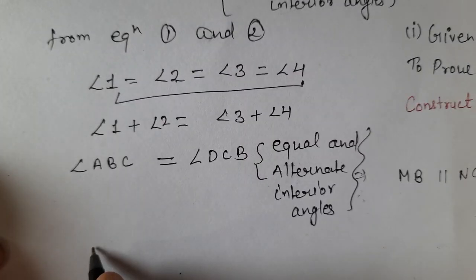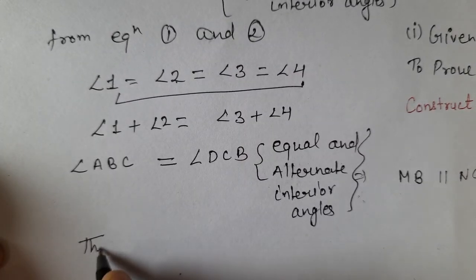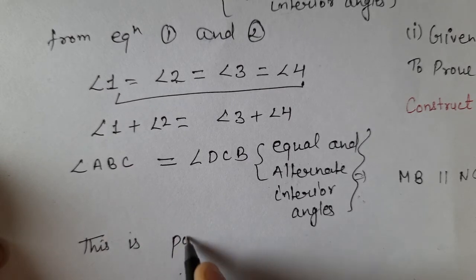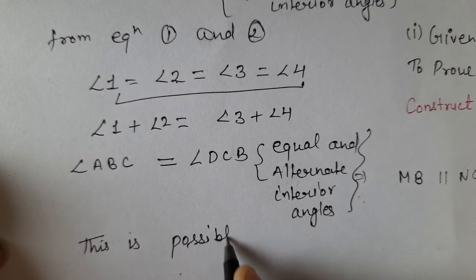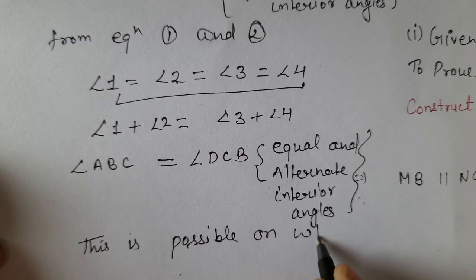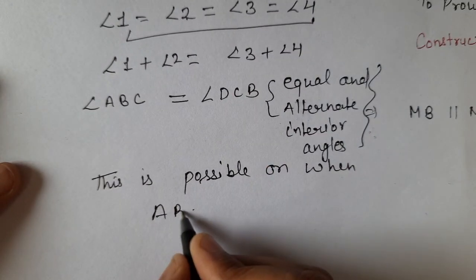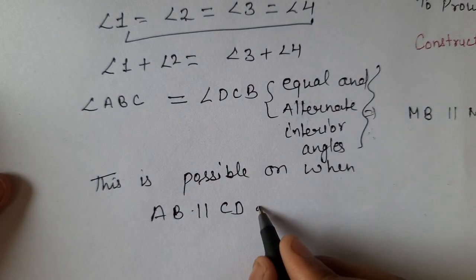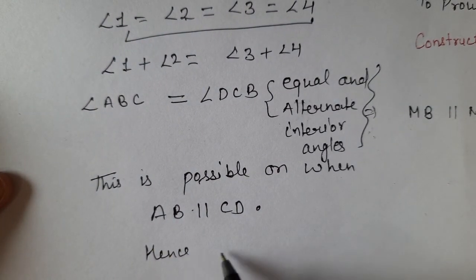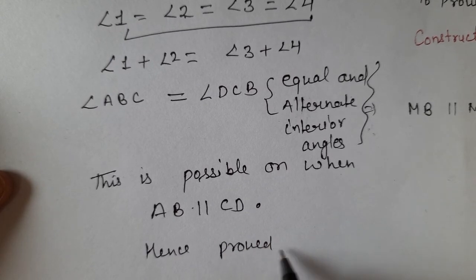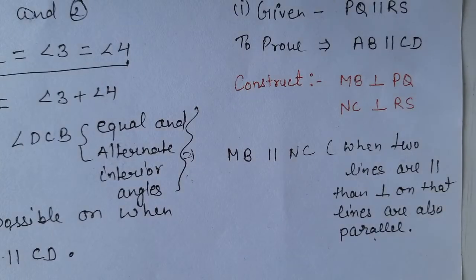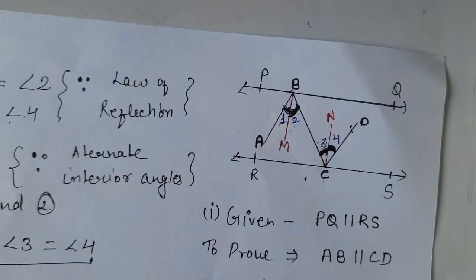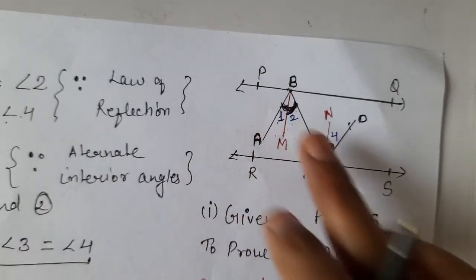So we can say that this is possible only when AB is parallel to CD. Okay, hence proved. So we get here, you can see this again, these are alternate interior angles.